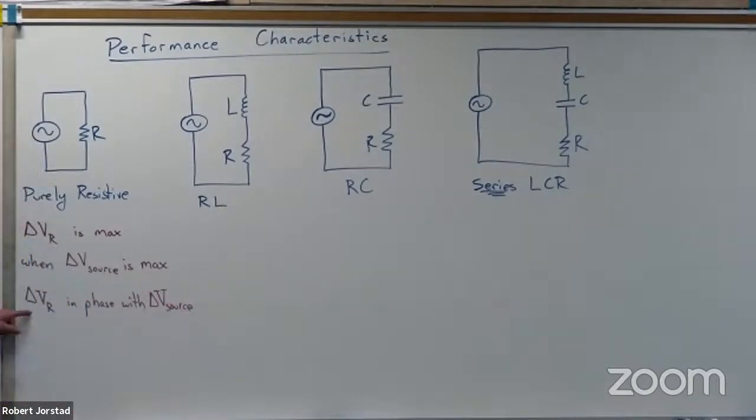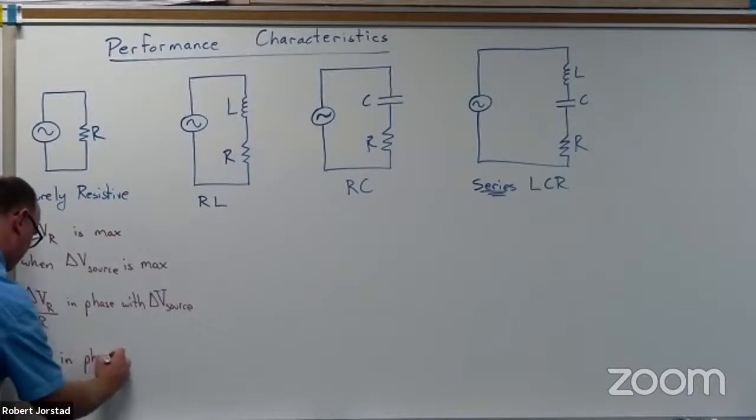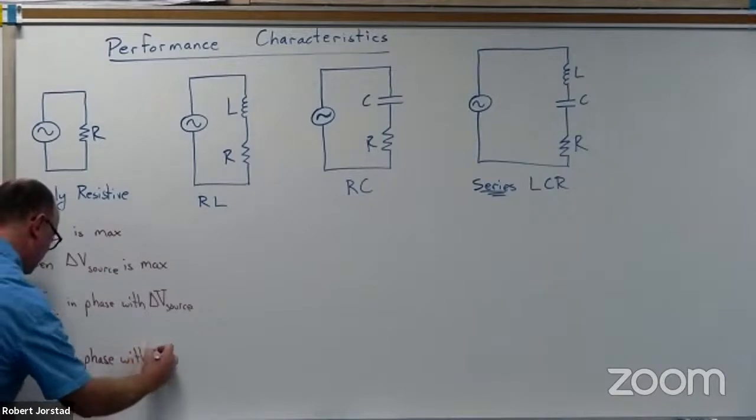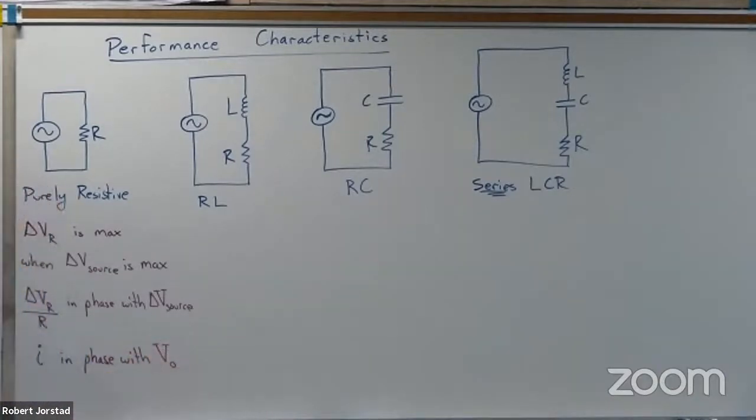The voltage across the resistor is in phase. But wait, there's more, Batman. You probably know you could take the voltage across a resistor and divide by R. Well, voltage across the resistor divided by R is current. And just to reduce the amount of writing I'm going to have to do, if I want to fit all this stuff in here, it's going to get painful to write source all the time. So I'm going to switch back to my notation of V0.